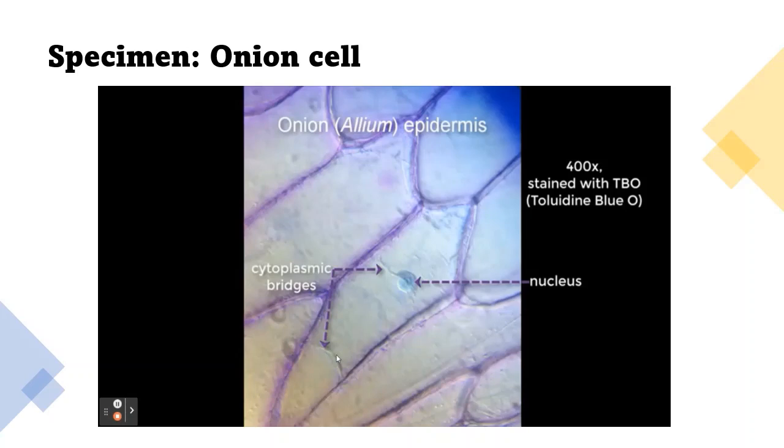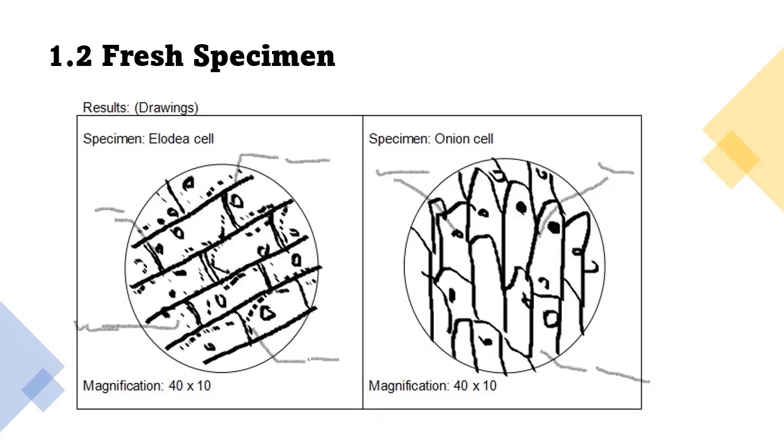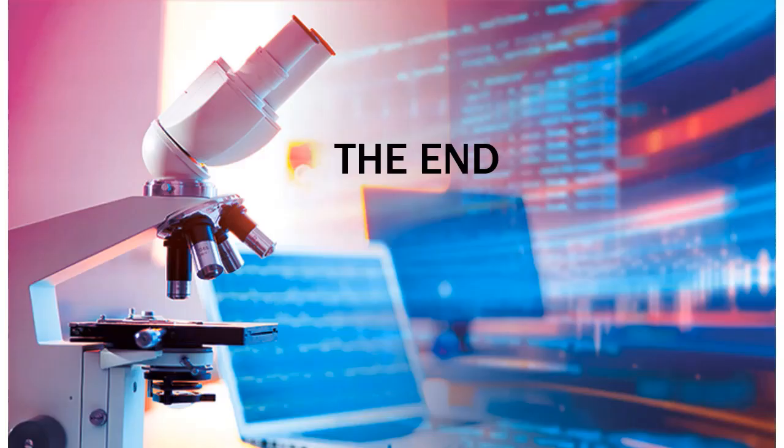Alright, that's all I think. Don't forget to draw the specimen for pond water. Choose any one image of a microorganism, draw properly, and don't forget to label the cells also. For plants we have the Elodea and also the onion cell. That's the end of our experiment number 1.